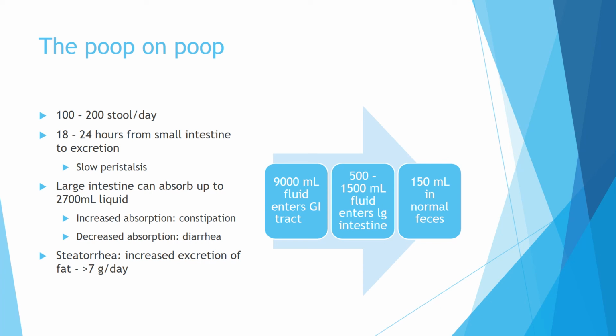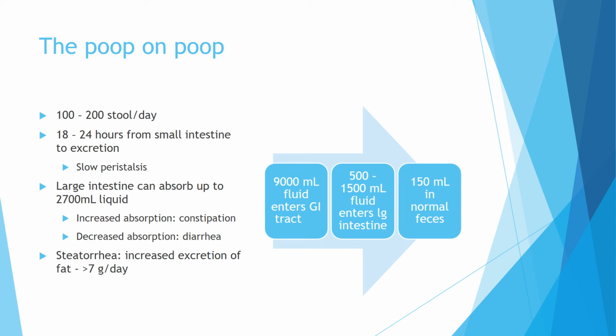Okay, now that can be because there's less fluid entering the large intestine, so the 2,700 milliliters absorbed is the same, but the relative percentage of fluid is increased. Same thing with diarrhea. More liquid can be entering the large intestine, so 2,700 milliliters isn't going to be enough, and you end up with diarrhea.